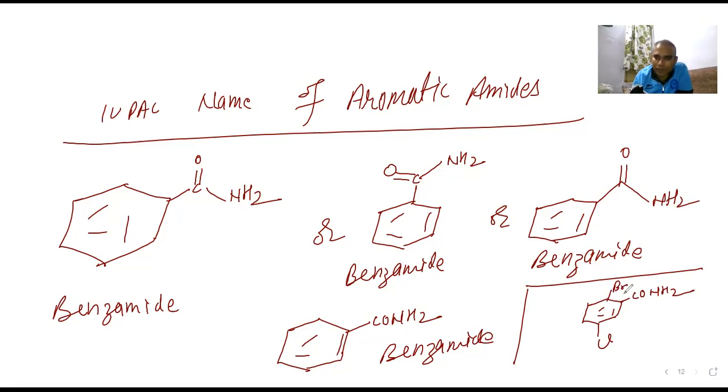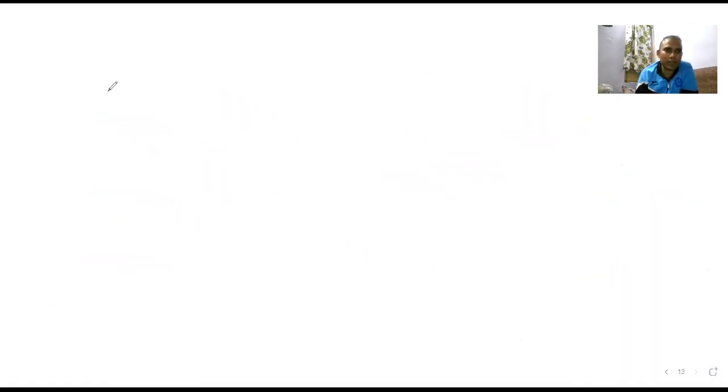From one is benzamide, two is bromo, then 3, 4, 5, 6. Very good. So it will be 2 bromo, 5 chloro benzamide. 2 bromo, 5 chloro benzamide. This is the answer. Super. Let me try some more.